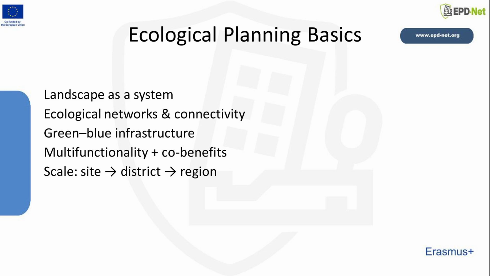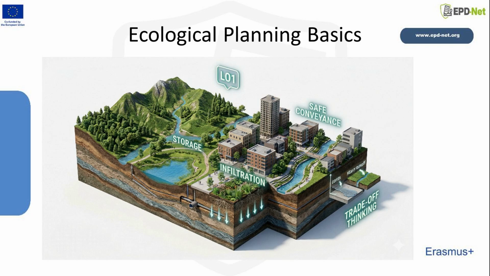Storage can be provided by wetlands, parks, retention basins, and even streets designed as temporary channels. Infiltration depends on soil and permeability and can be improved through green infrastructure and reduced compaction. Safe conveyance means that when water must move, it moves along routes that minimize damage. This is where corridors and urban form matter. Ecological planning also forces trade-off thinking. Adding a new built surface changes runoff. Removing green connectivity can reduce recovery capacity.